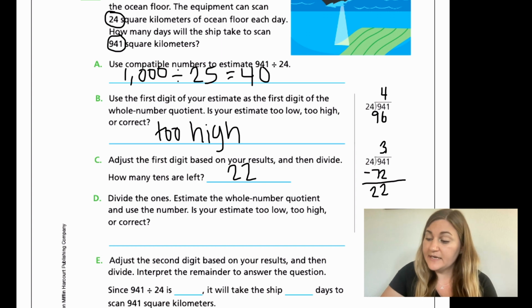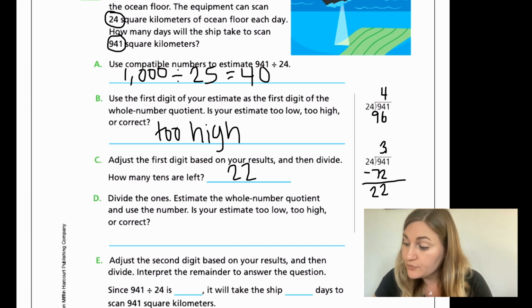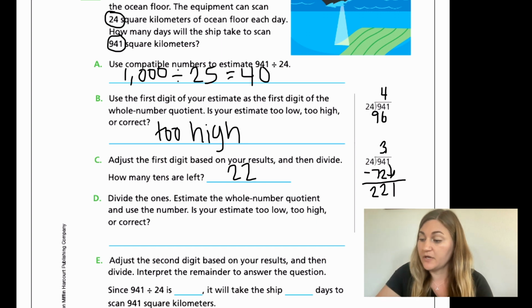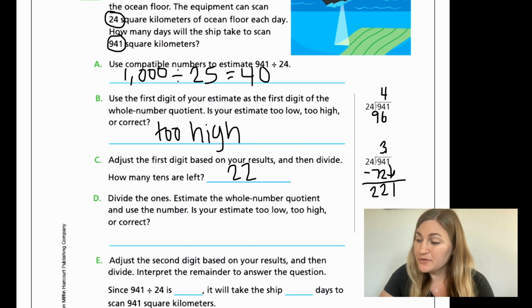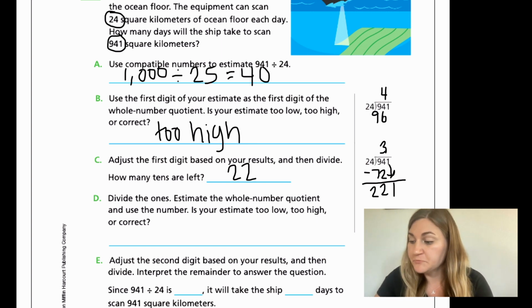Okay, so right now what I'm doing is I'm going to bring down my one so that I can go into working with my ones. Now I have 221 and it's being divided by 24. So I know that 221 is pretty close to 200.